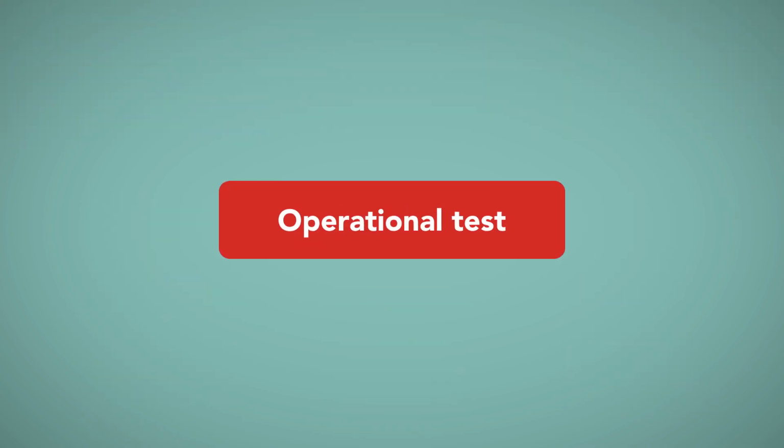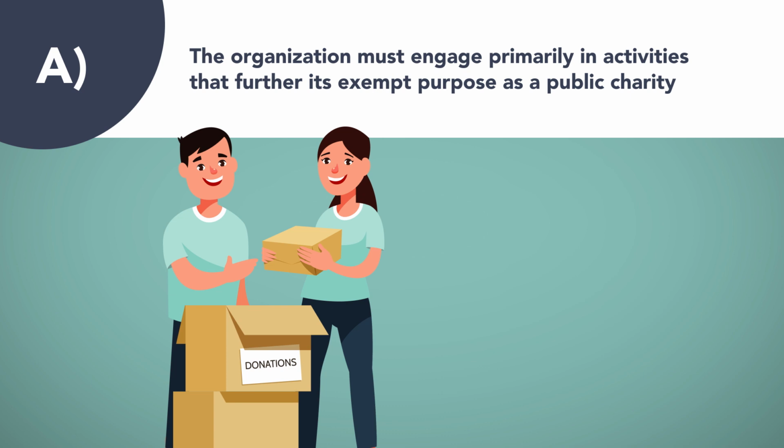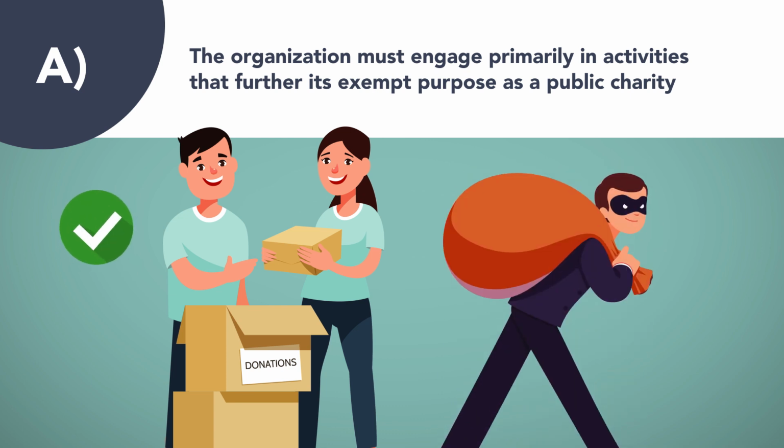To pass the operational test, in its day-to-day activities, the organization must meet the following requirements. A. The organization must engage primarily in activities that further its exempt purpose as a public charity. The presence of a single non-exempt purpose or private benefit, if substantial, can destroy the tax exemption regardless of the number or importance of exempt purposes.